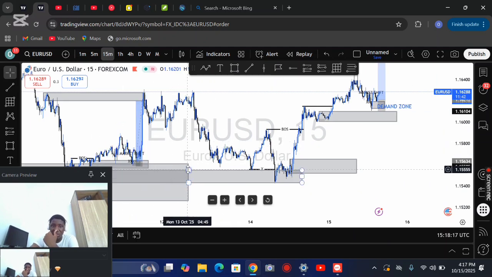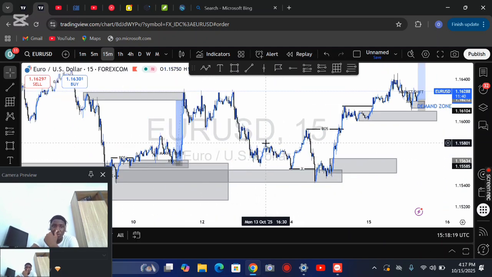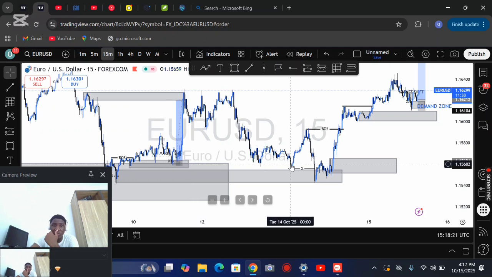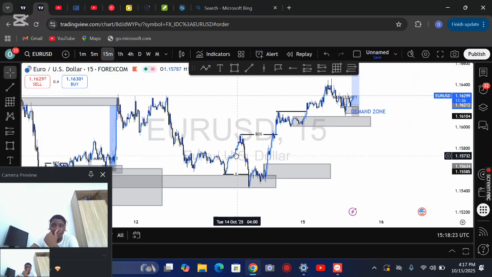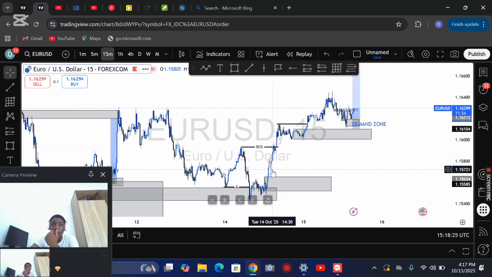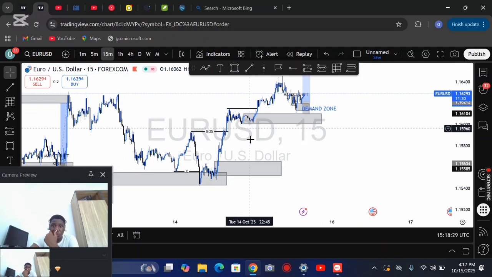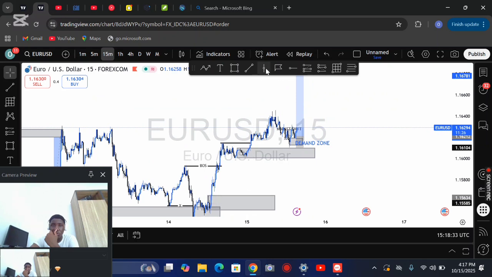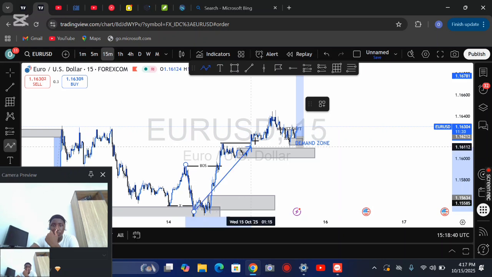So price came back to mitigate this extreme zone. Here it mitigated the next zone. Here it came back to respect the extreme zone. When price came back to the extreme zone, we got a break of structure. I was expecting price to pull back to this zone, but price did not pull back. Instead it just swept liquidity, created a break of structure, created another low and another high. Just consider that it pulled back to this zone, this demand zone right here.